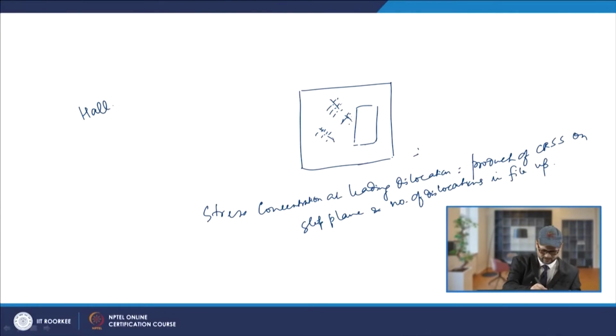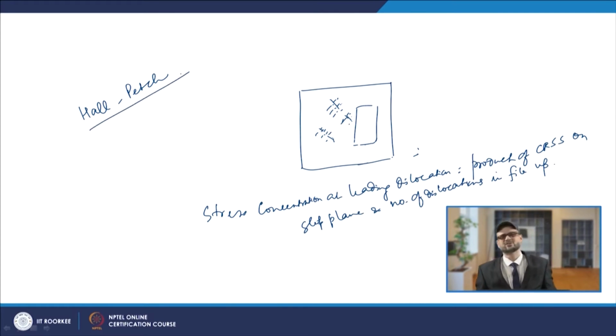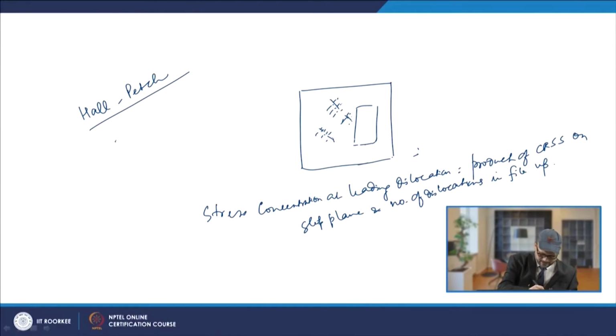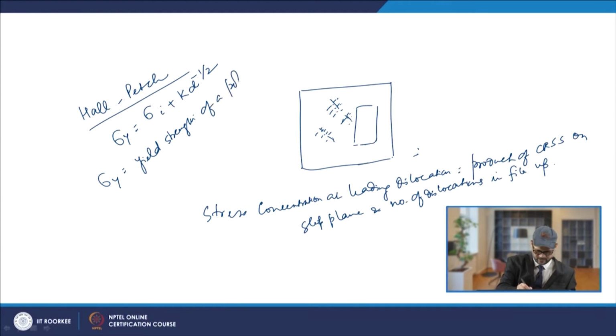In that line, there is a very popular equation which has been given by Hall and Petch. Based on their names, this Hall-Petch equation is suggested, and it tells that sigma y is sigma i plus k d raised to the power minus half. Here sigma y is the yield strength of a polycrystalline material.